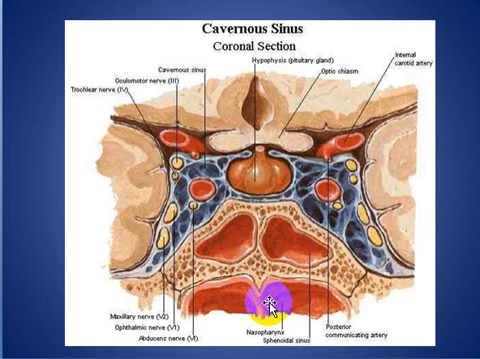Here is a drawing showing the cavernous sinus. This is the cavernous sinus, and this is the sella turcica containing the pituitary fossa, and this is the sphenoid sinus.